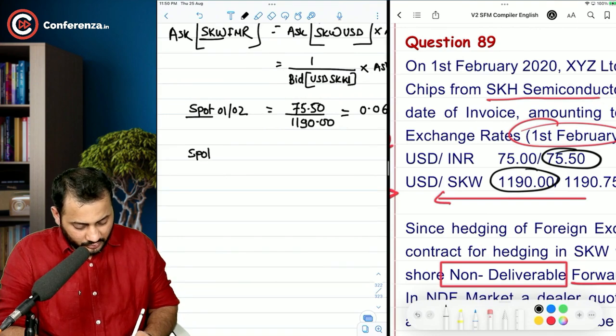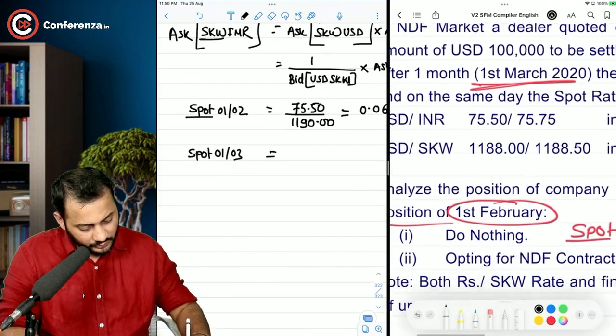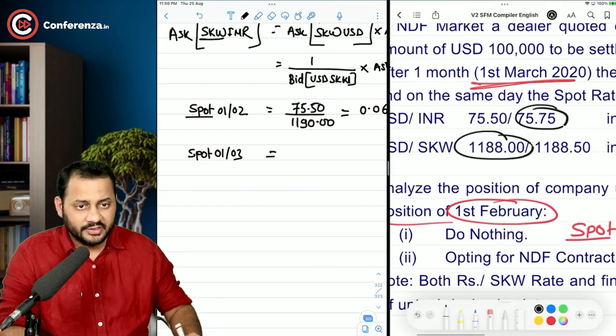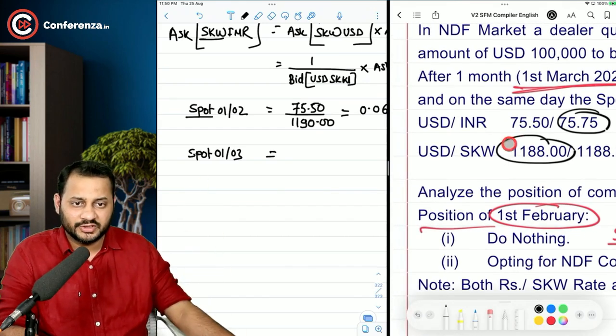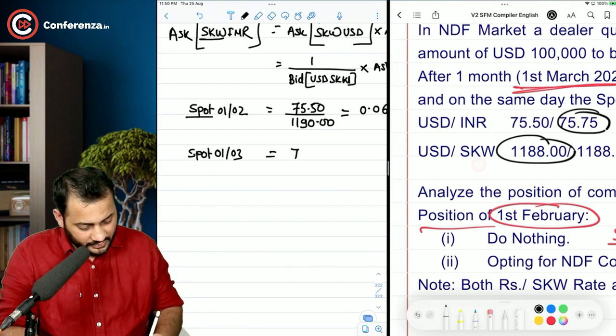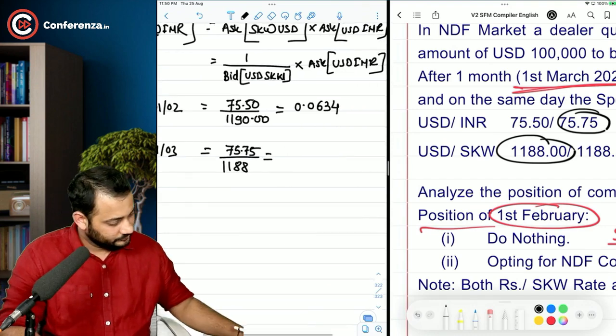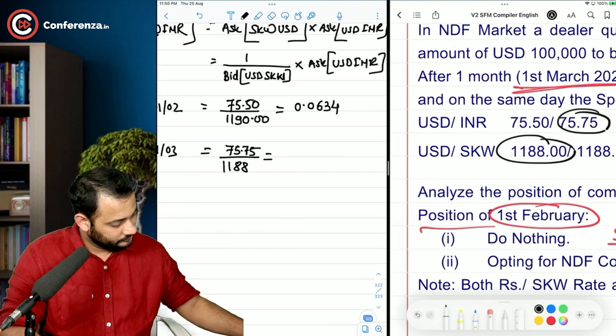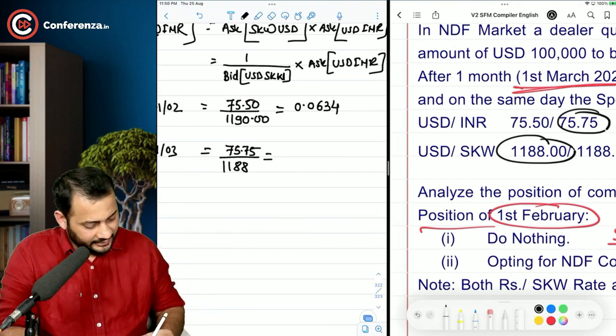And spot of 1st March. Let's go to this. Again the same rates: the ask of USD INR and the bid of USD SKW. So 75.75 divided by 1188 gives 0.0638.